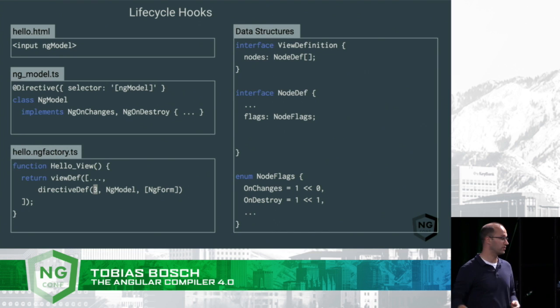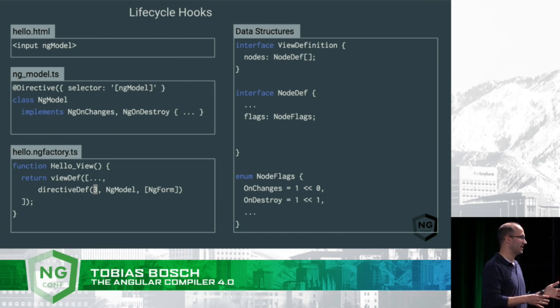We use a bitmap for, we call them node flags, which are interesting things to know about a node. And then we just combine them. As the first bit, we use onChanges. The second bit is onDestroy. And if you sum them up, you get 3, right? It's just a compact form of representing this. Again, our goal is code size.